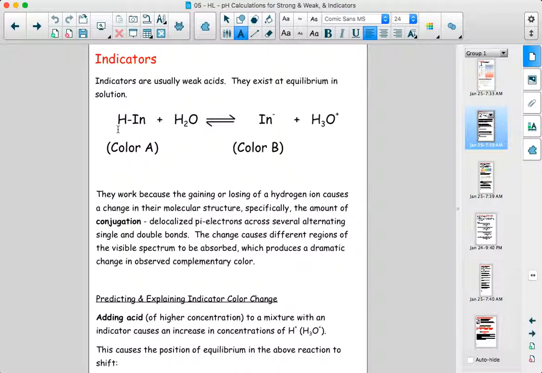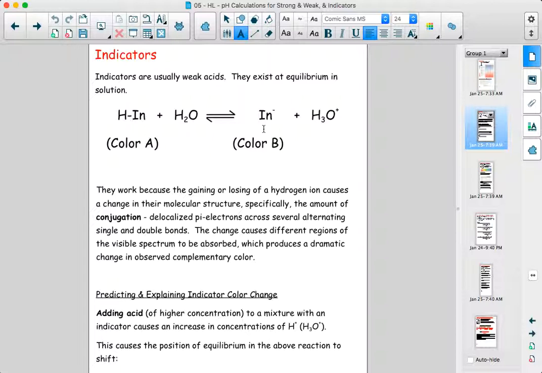So here's the weak acid molecule on the left, represented by HIN. That stands for indicator. And on the other side, the indicator has donated a proton to the water, acting as an acid. And on the other side is its conjugate base, which is represented by IN minus. So this is the conjugate base ion that's left over.